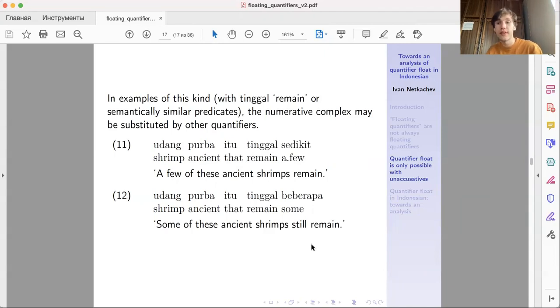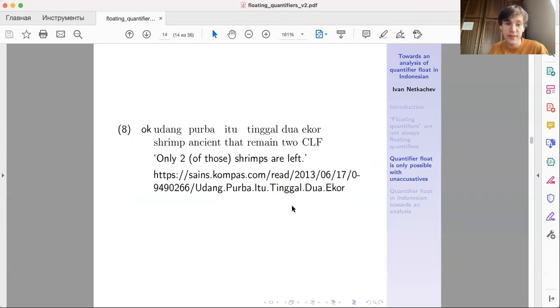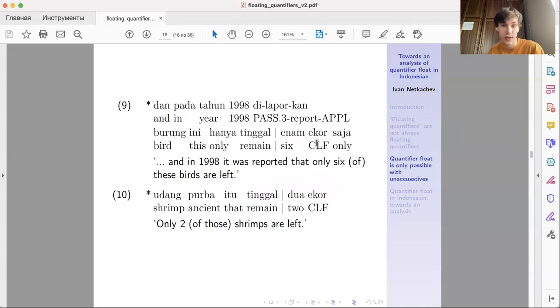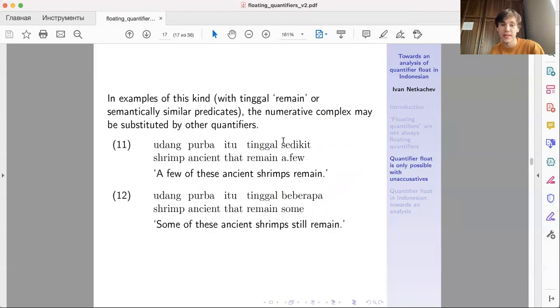I also want to note that here we've seen examples with numerals, but in fact you can substitute numerals by any other quantifier. So for instance, you can substitute the numerative complex by the quantifier sedikit, a few, and the sentence still remains grammatical. Or you can say beberapa: udang purba itu tinggal beberapa, and the sentence is still okay.